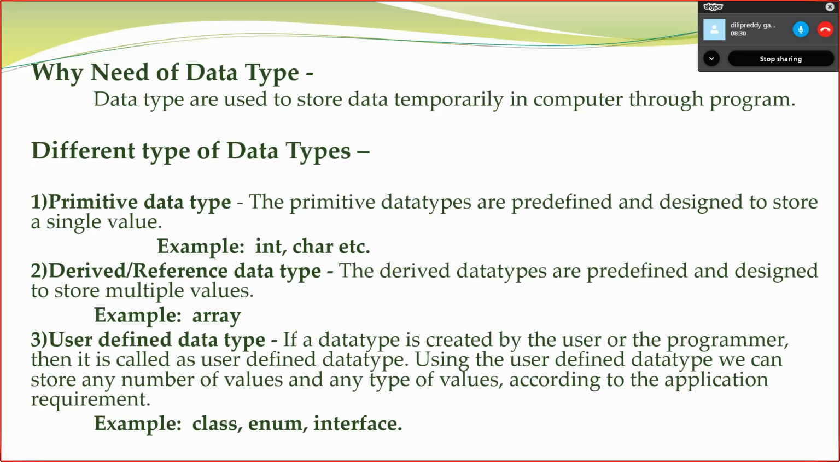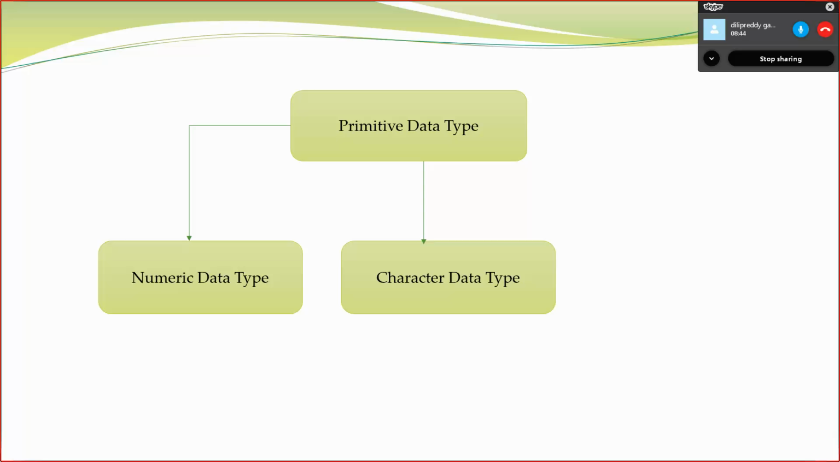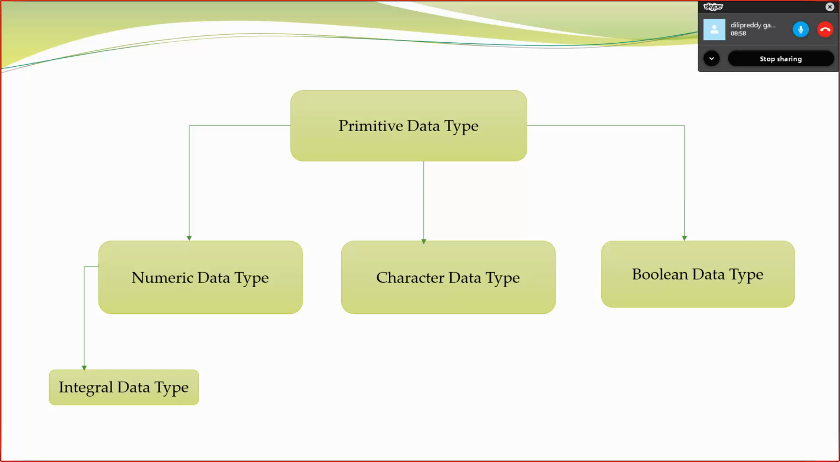So primitive data types, what are the data types we have in primitives? We have three data types in the primitives. The first one is the numeric data type, the second one is the character data type, and the third one is the boolean data type. Numeric means we can define digits. Numeric has two types: first one integer, second one floating point data types.